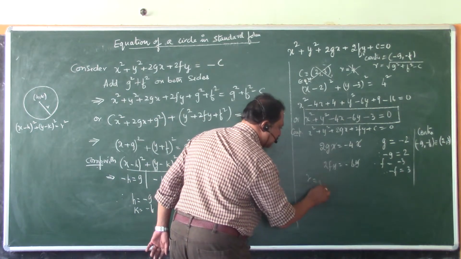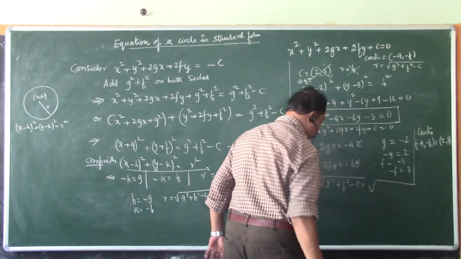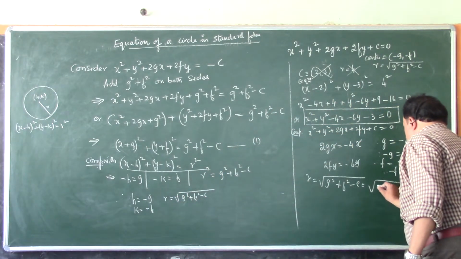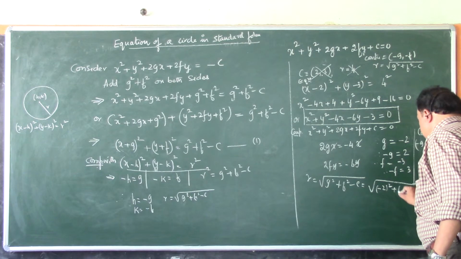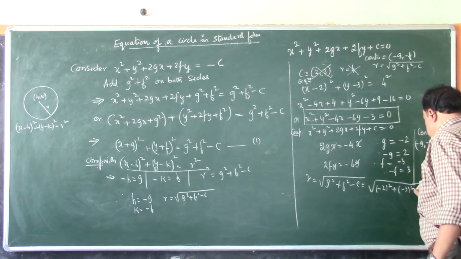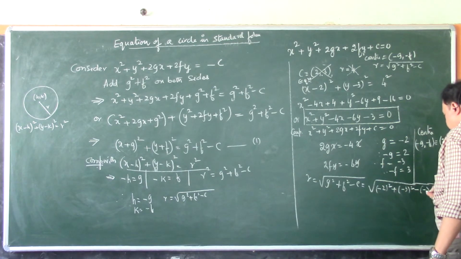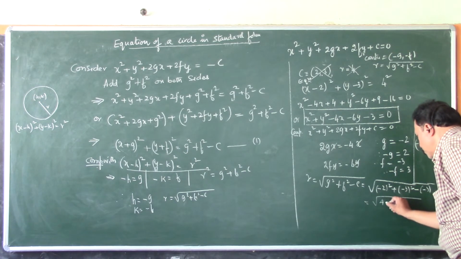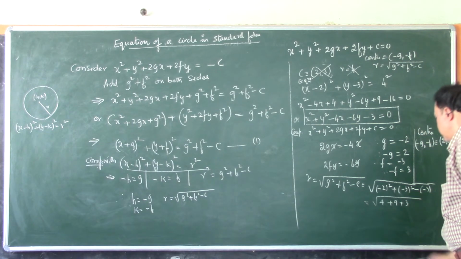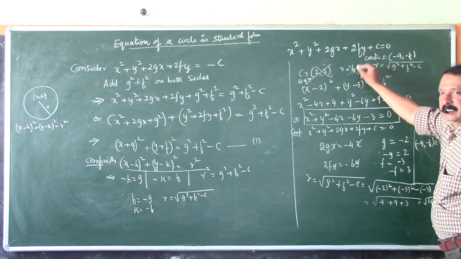What is the formula for the radius? r is equal to the root of g square plus f square minus c. That is equal to the square root of, what is the value of g? (−2) square. See, g is minus 2, square, plus f. What is the value of f? (−3) square, and here you have minus, so put minus. And what is the constant term? c is minus 3. So this will now become 4 plus 9 plus 3. So square root of 16, which is equal to 4, and that was our radius earlier.